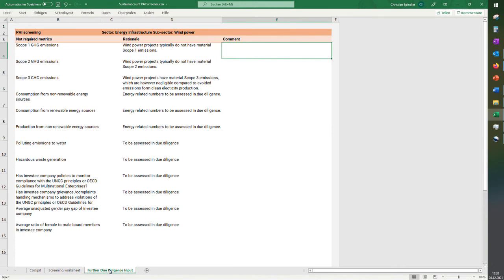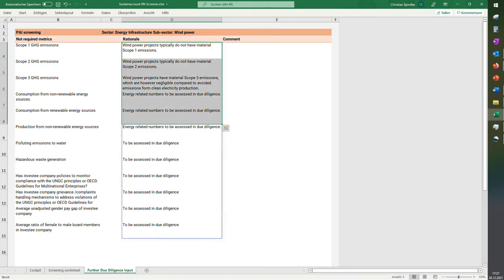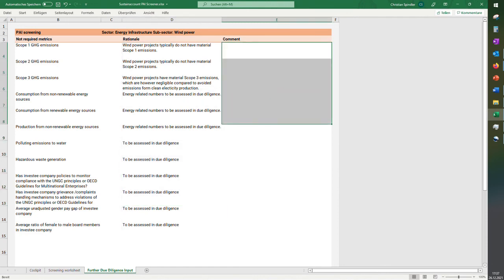This list contains the remaining mandatory PAIs. As a rationale, it is stated why a principal adverse indicator does not play a role in the screening itself, or that the question should simply be examined in the essential due diligence. This can also be commented accordingly.